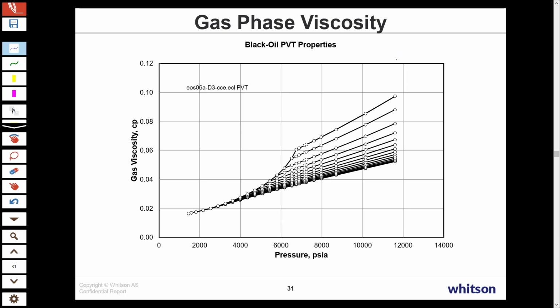Now, because viscosity is strongly tied to gas density, this is basically proportional with little BG. So you get a very similar shape effect on the gas viscosity. And you see here for this very rich condensate, this is the original 200 barrel per million at 12,000 psi, it's just slightly below 0.1 centipoise, which is about as high as you'll see any gas viscosity become.